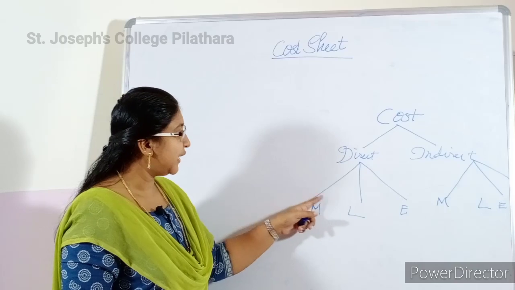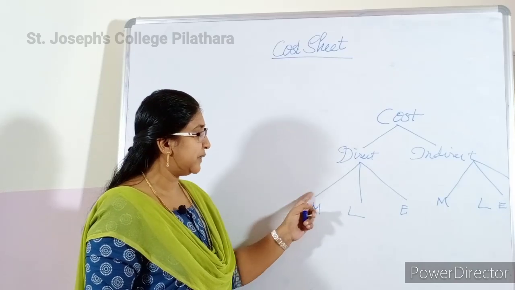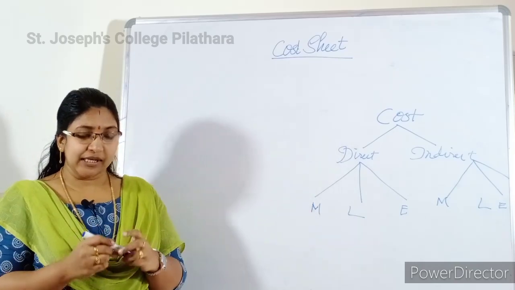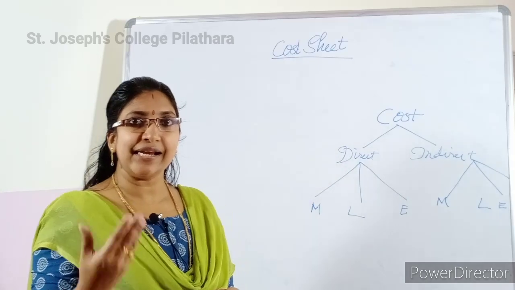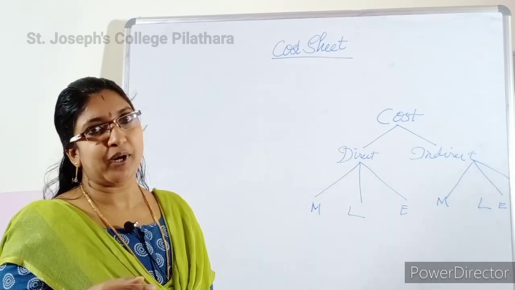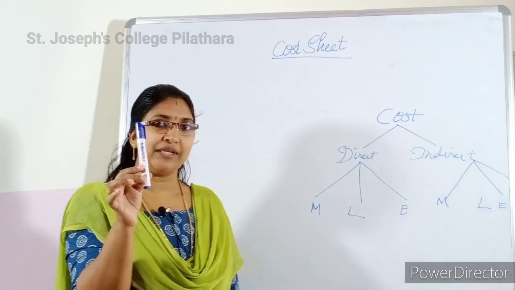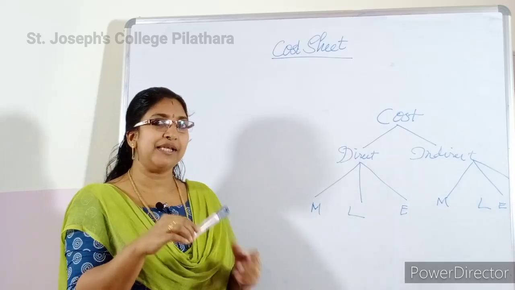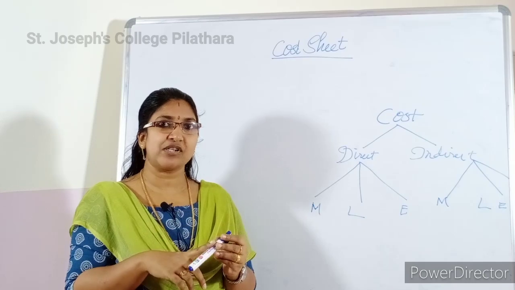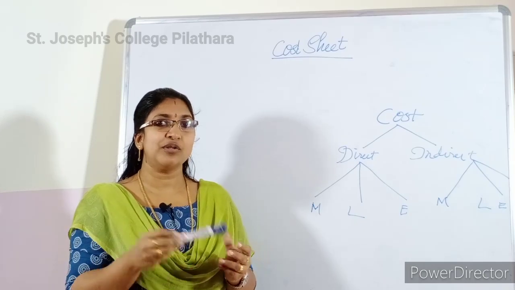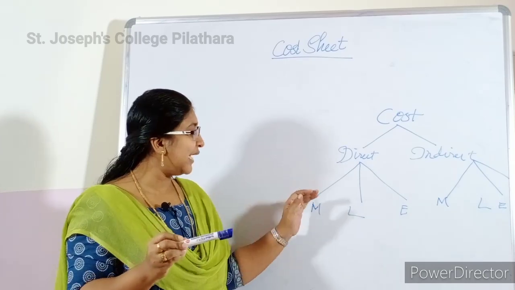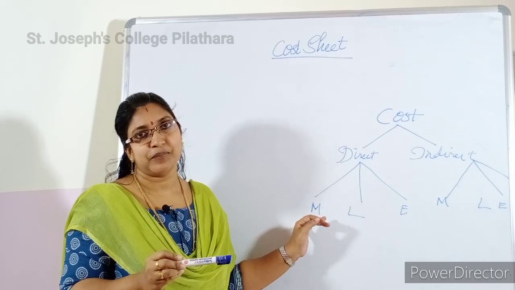Now come to the point, direct material. What are the direct materials? We can say that those materials which are directly charged to the product. For example, for making this pen, we all know that the main raw material will be the ink, a nib is required, a refill is required. So all those compose the direct part of the material.